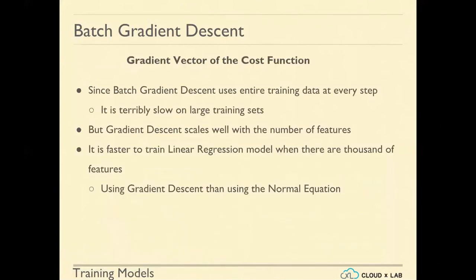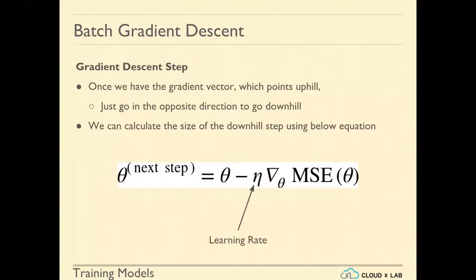Since batch gradient descent uses the entire training data at every step, it's terribly slow on a large training set. But gradient descent scales well with the number of features. It's faster to train a linear regression model when there are thousands of features using gradient descent than using normal equations. So it's faster than normal equations.